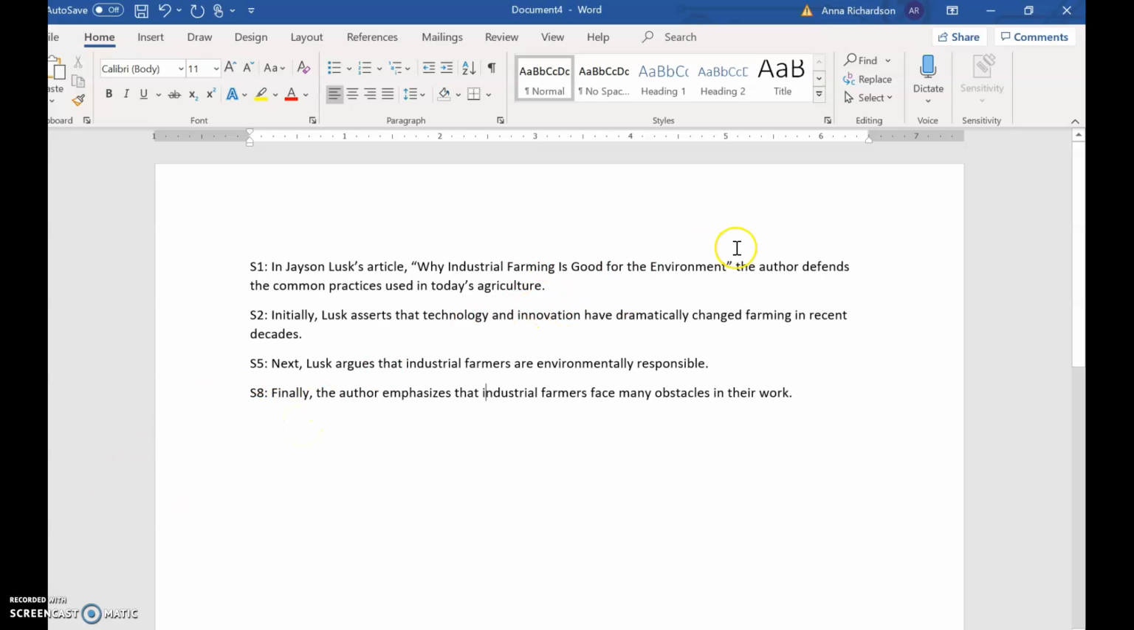One last thing I want to point out to you. I want you to look at these verbs. The author defends. The author asserts. Lusk argues. The author emphasizes. When you reference the text in MLA, you always use the present tense, because even though the article was written in the past, you are discussing it in the present. Okay? So make sure you stay in present tense whenever you reference the text.